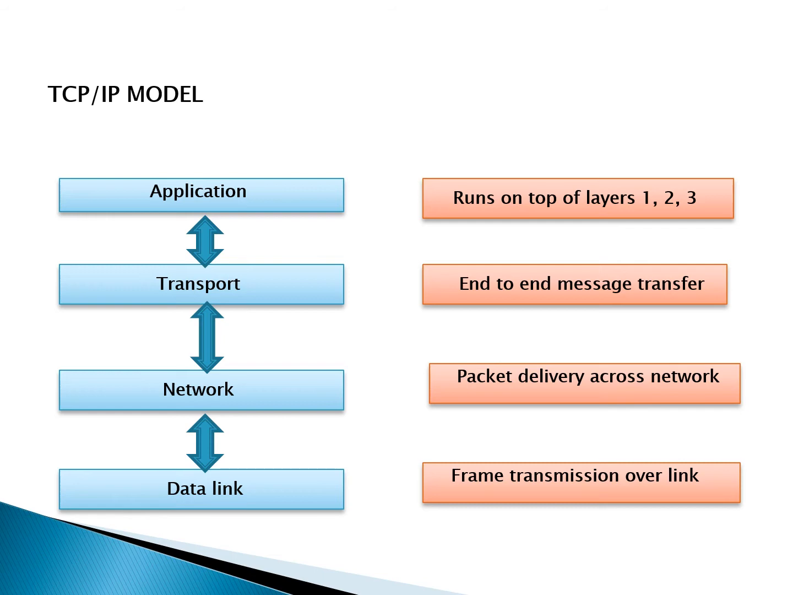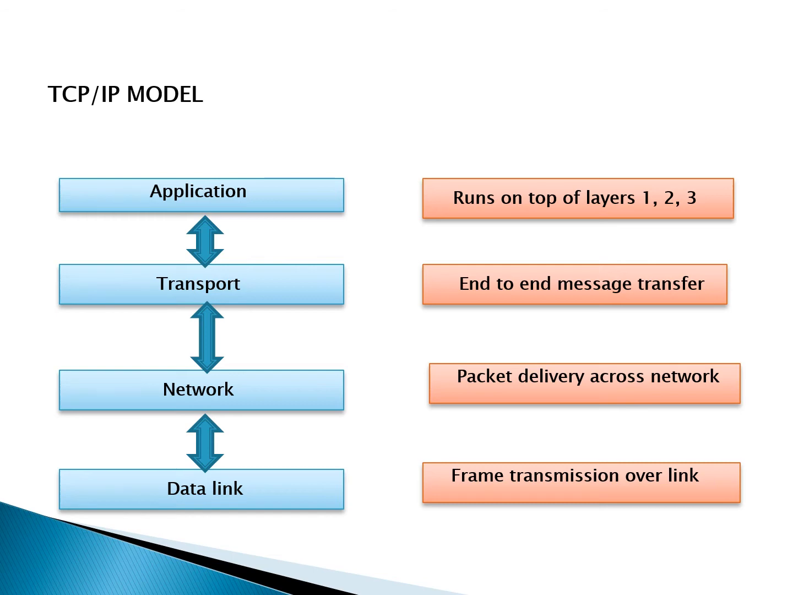Next one is the transport layer. This transport layer more or less corresponds to the OSI transport layer. It is responsible for end-to-end message transfer. Next is the network layer. The network layer also corresponds to the OSI network layer. It is responsible for packet delivery across the network.